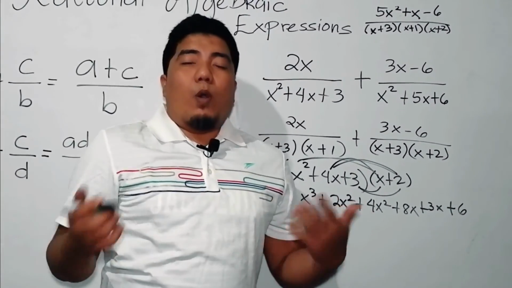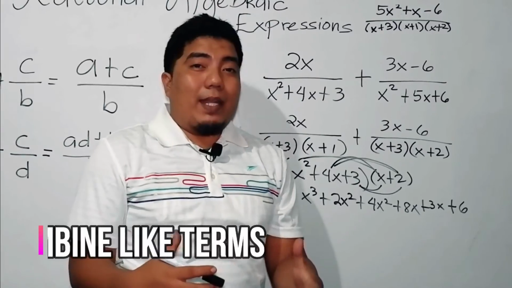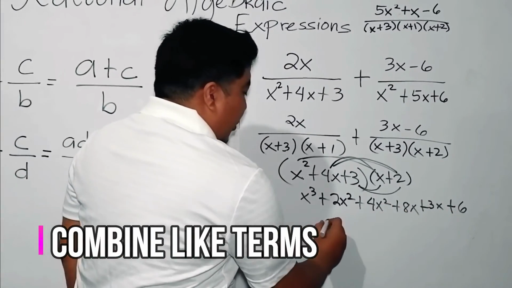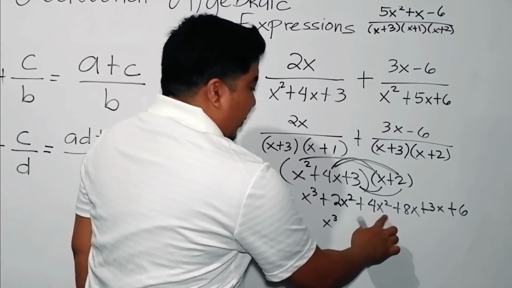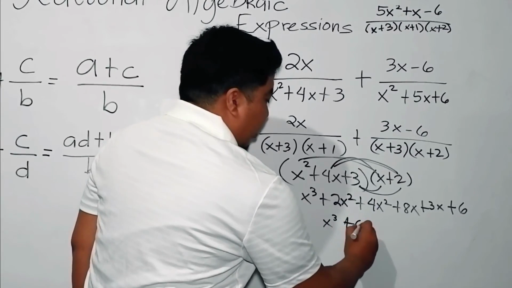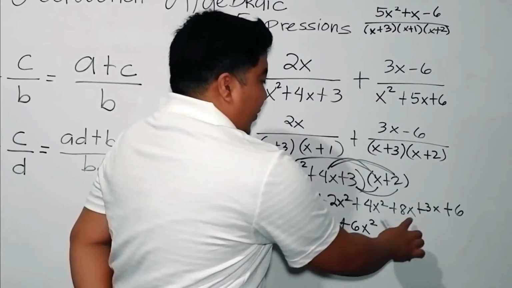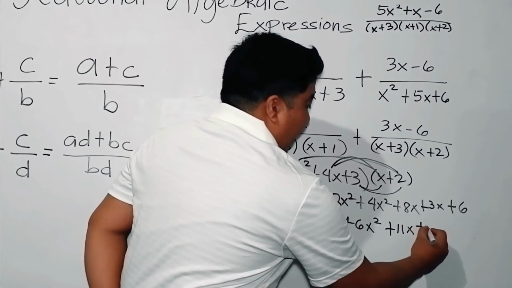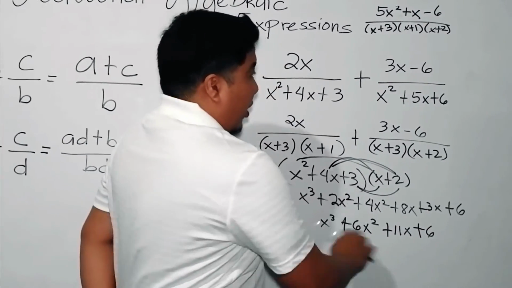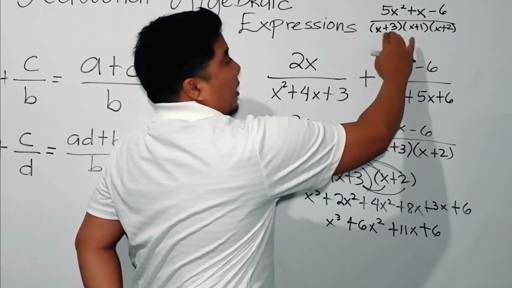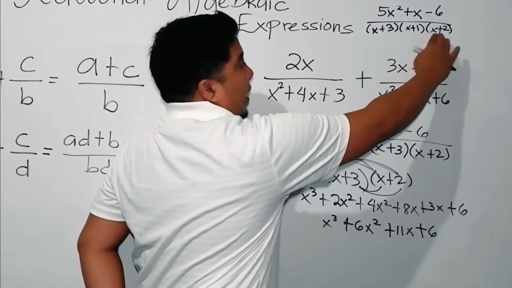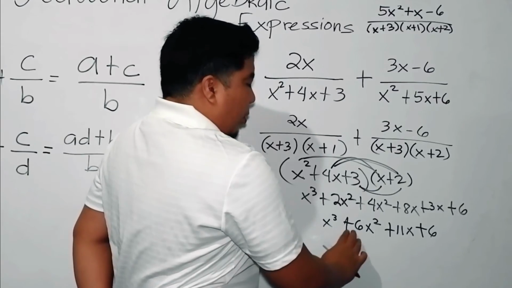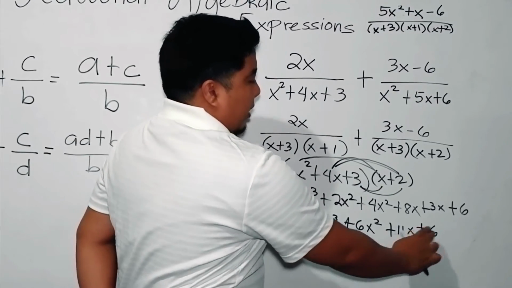Okay, so now what we need to do here is just combine like terms. In combining like terms, we have x cubed, 2x squared plus 4x squared, that is 6x squared. And we have 8x plus 3x, we have 11x. And we have plus 6. Okay, so therefore, the simplified form for x plus 3 times x plus 1 times x plus 2 is x cubed plus 6x squared plus 11x plus 6.